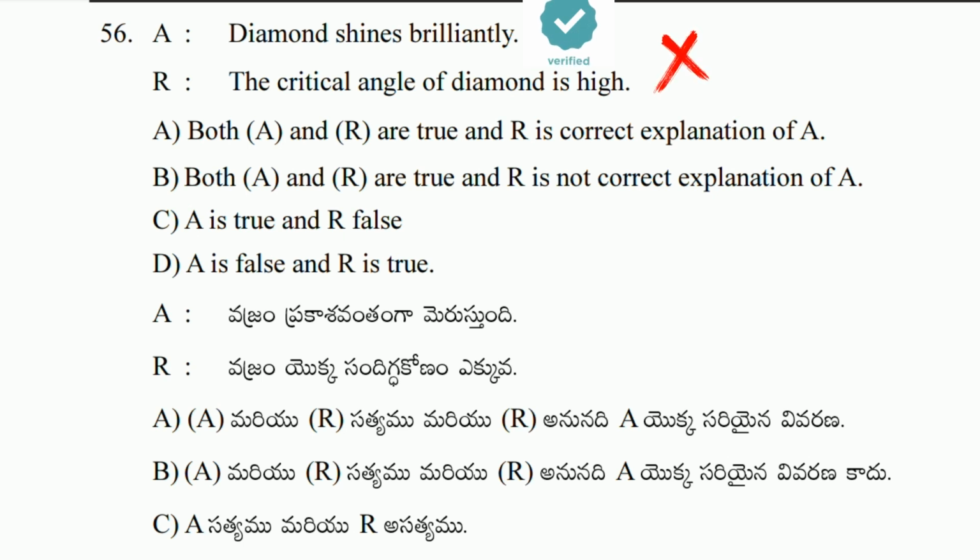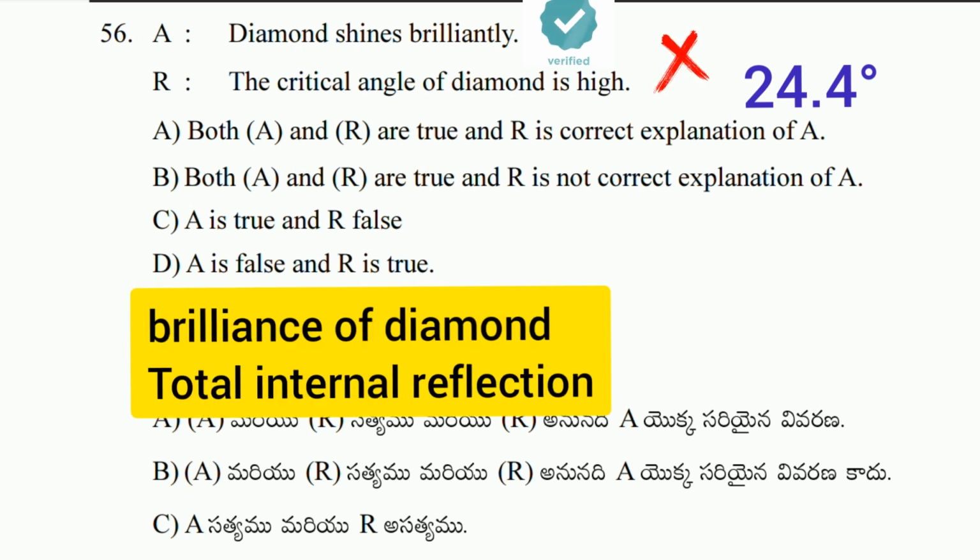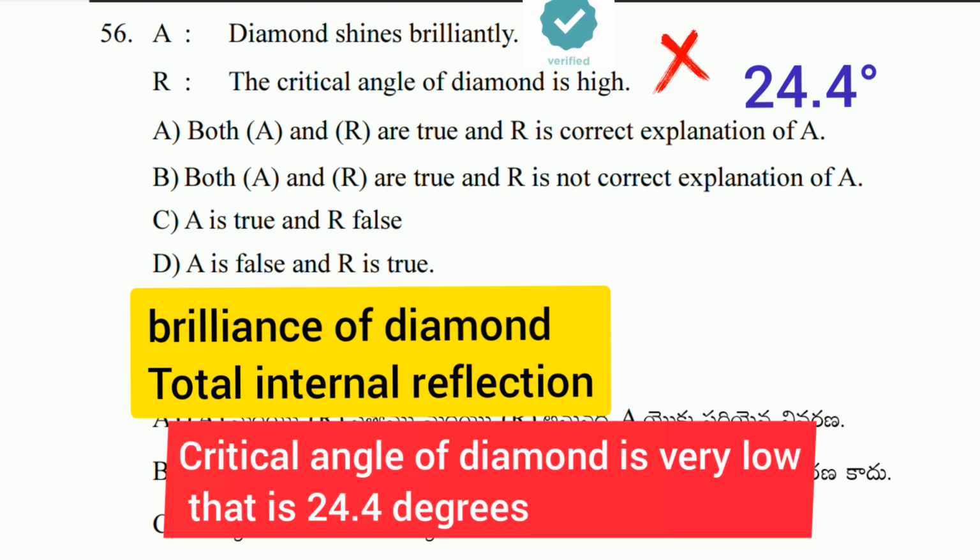So upon watching this bit, you have to collect all the information related to this bit. That means diamond shines brilliantly. The principle behind the brilliance of diamond is total internal reflection. So this point also you have to remember. And the critical angle of diamond is high. It is wrong. What is the correct answer? The critical angle of diamond is very low, so it has to be remembered on watching this bit.